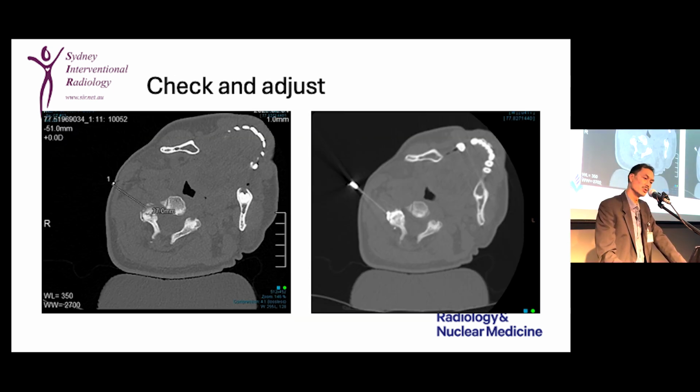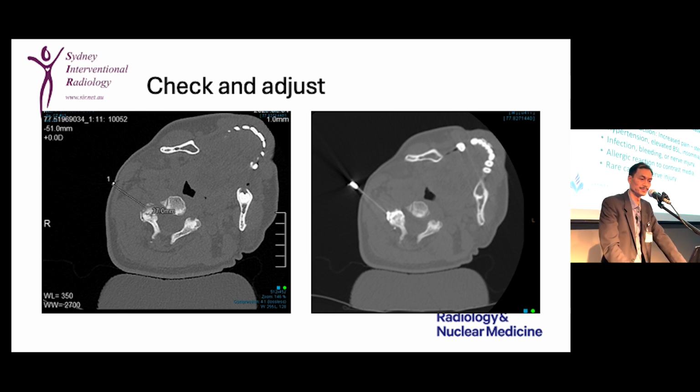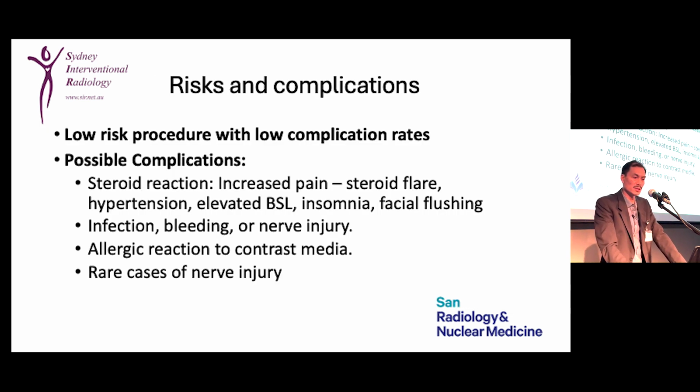And this is a gentleman who had the C2-3 facet arthritis on the earlier bone scan. So what we do is a planning scan on the left, and we do a check and adjust and slowly advance that needle in real time into the joint space, confirm it with contrast, which is this here, after which we will inject the medication.